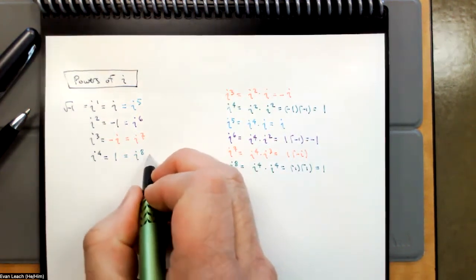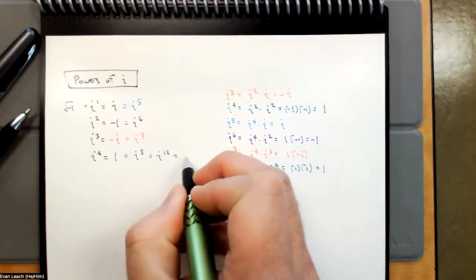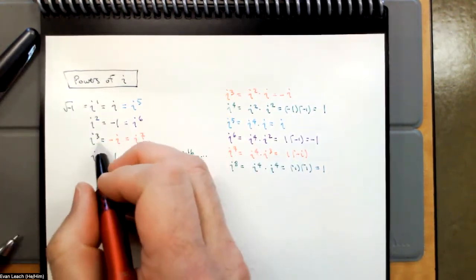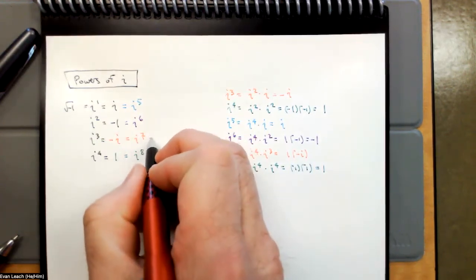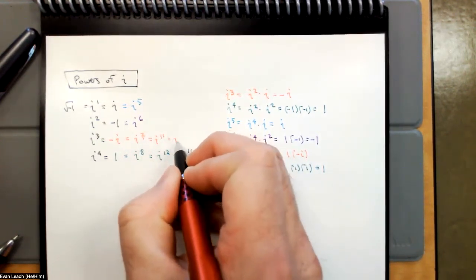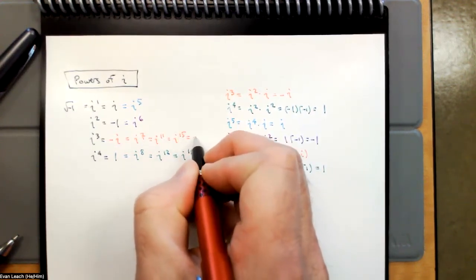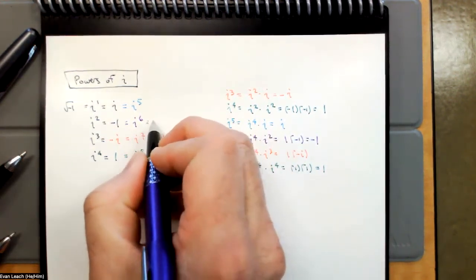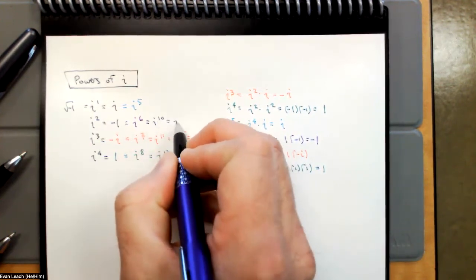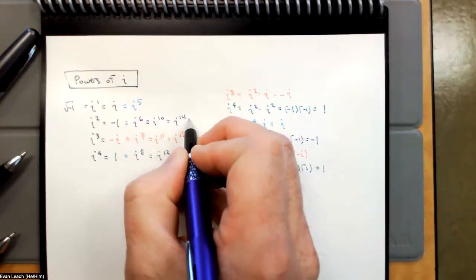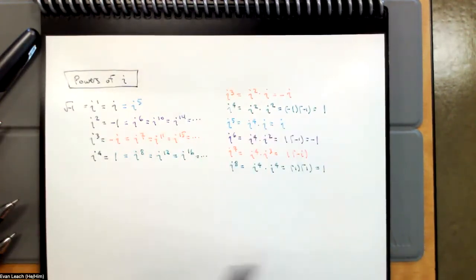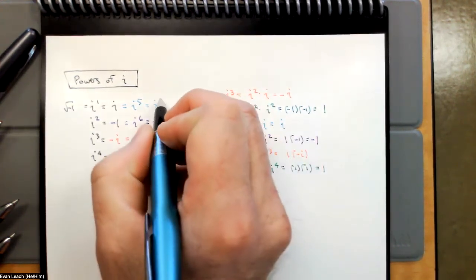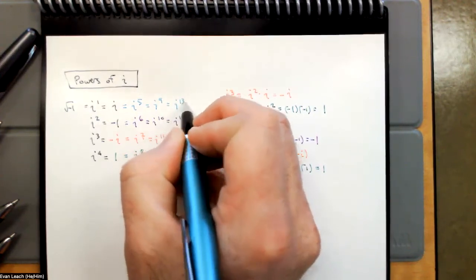1 is going to be i to the 8th, and also i to the 12th, and also i to the 16th, and so on. i cubed, or -i, is going to be i to the 7th, and also i to the 11th, and also i to the 15th, and so on. -1, or i squared, is i to the 6th, and also i to the 10th, and also i to the 14th, and so on. i by itself is i to the 1st, i to the 5th, i to the 4 more is 9, i to the 4 more than that is 13.